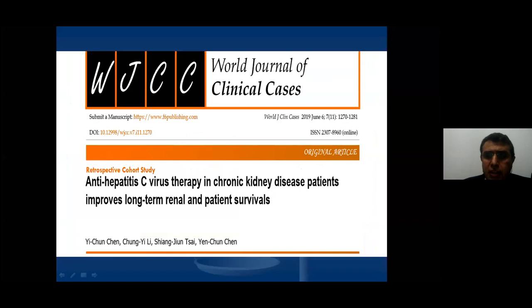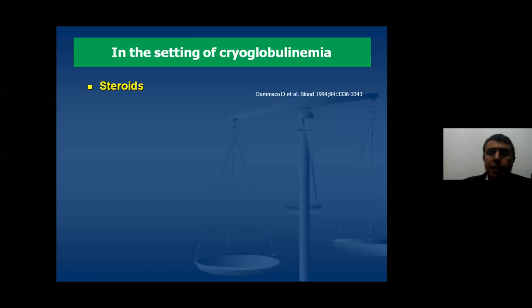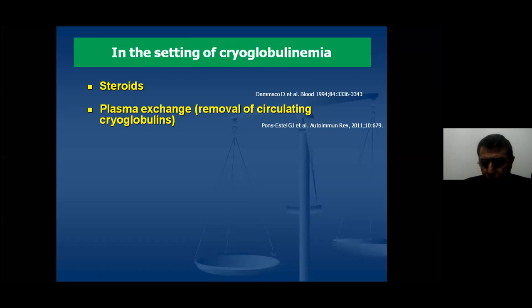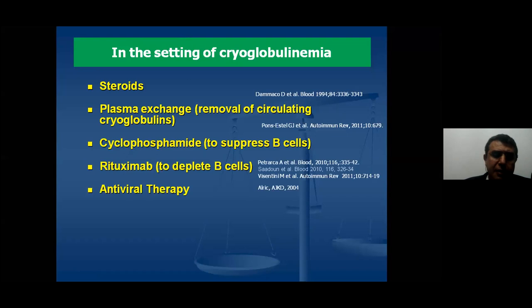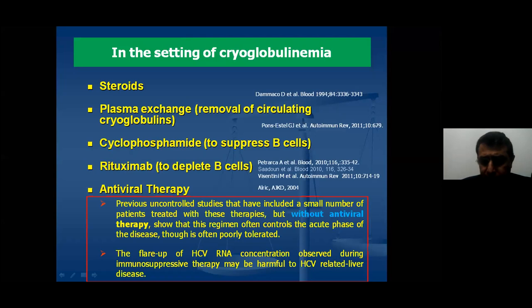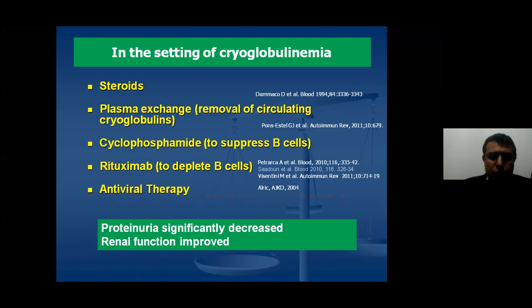In the setting of cryoglobulinemic vasculitis, we have more aggressive immunosuppressive therapy: steroids as a general anti-inflammatory, plasma exchange for removal of circulating cryoglobulins, cyclophosphamide to suppress B cells, and rituximab to deplete B cells, and of course antiviral therapy, for control of proteinuria and for stabilization of kidney functions. These are the concepts in this situation.